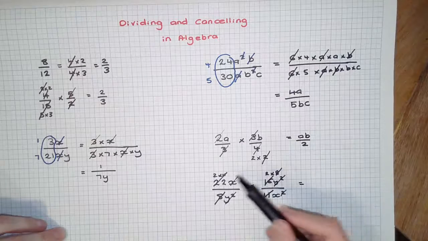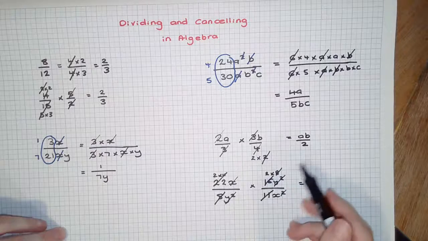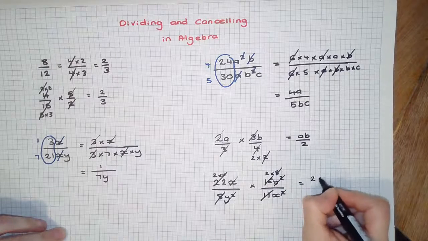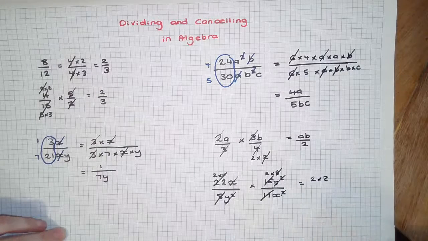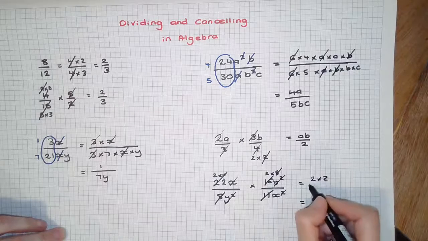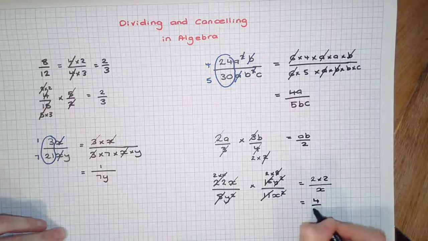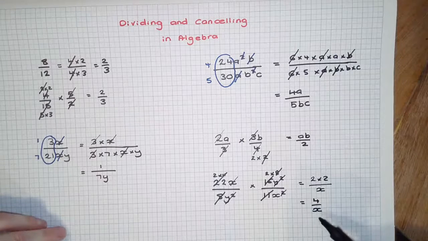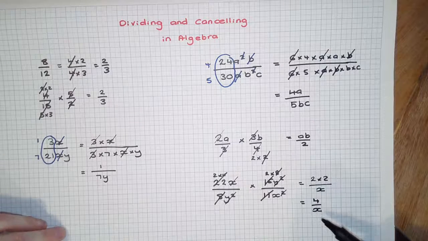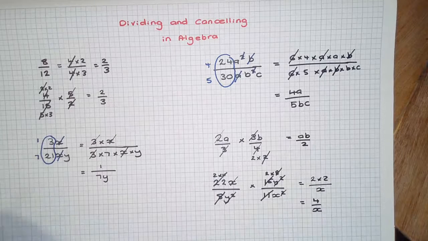So what am I left with here? I'm left with 2 times 2, which is 4. And I'm not left with anything on the denominator. So the answer... Oh, sorry, I'm left with x on the denominator. Nearly missed that one. So the answer is 4 on x. We always assume if a pronumeral is in the denominator that it can't take the value of 0 because we can't have division by 0.